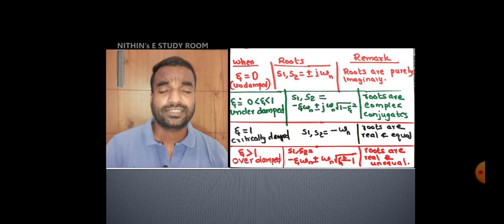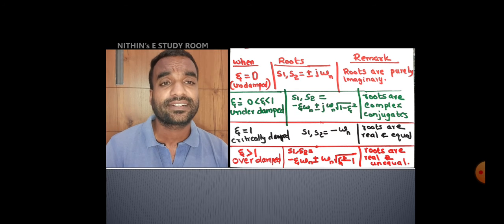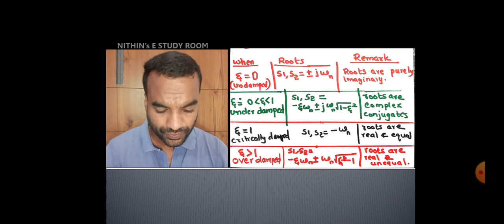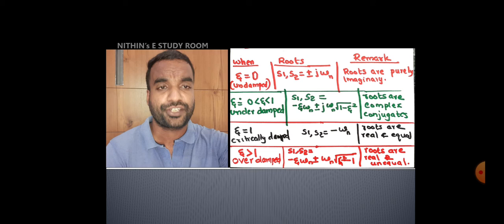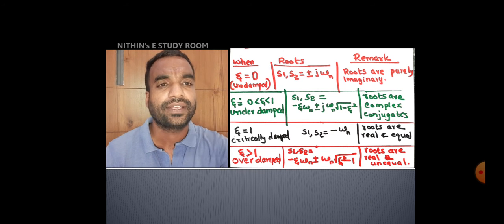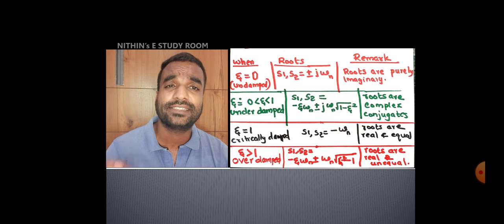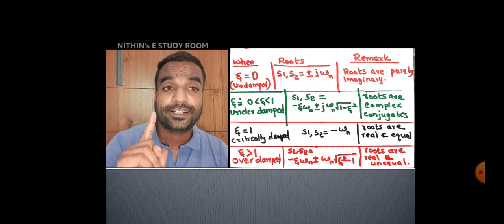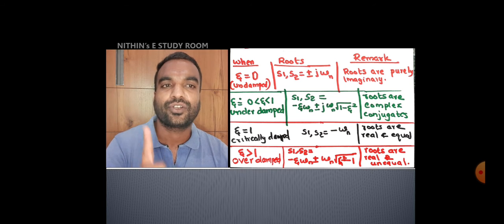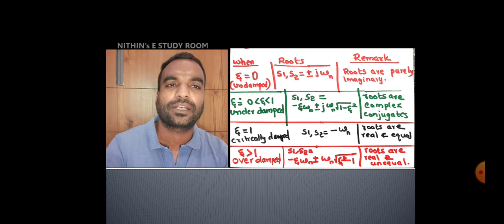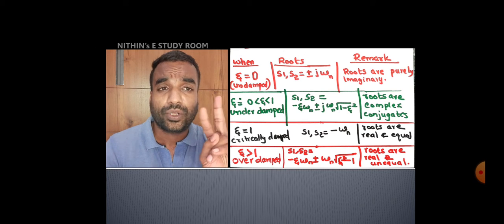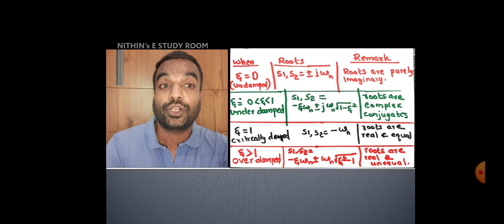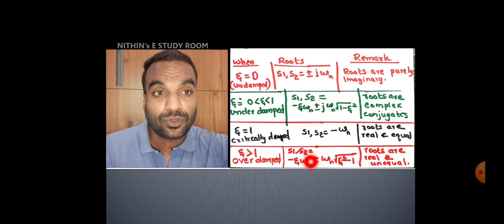And the fourth condition, eta's value is greater than 1, or the over damped condition. In that condition, we can say S1, S2 is equal to minus eta omega n plus or minus omega n root eta square minus 1. It should be very clear that no imaginary parts are there, no j term is there. So you can add up or subtract the total terms. So you will get only two roots where the two roots are real, but their values will be unequal because here it is plus or minus.